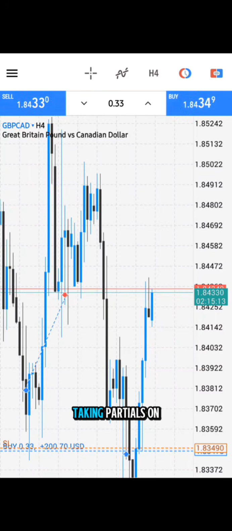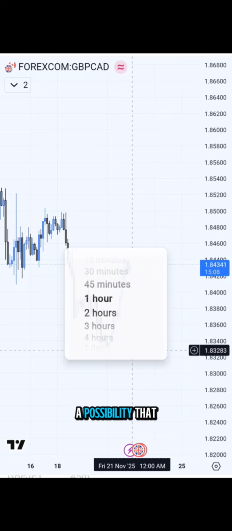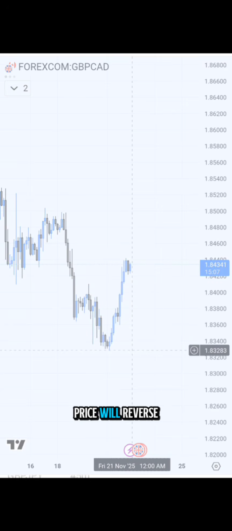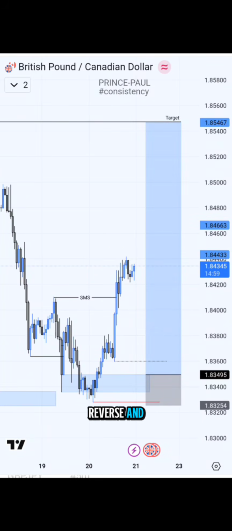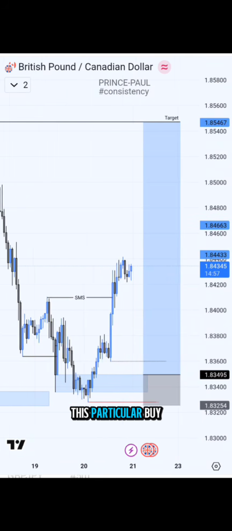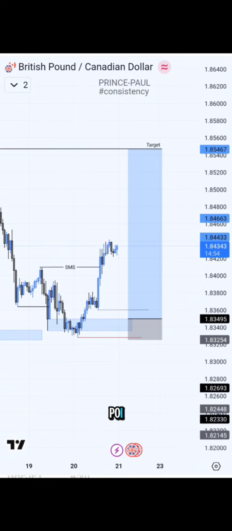So I'm thinking of taking partials on this particular one and placing this current trade because there is a possibility that price will reverse, right? There's a possibility that price will reverse and trigger this particular buy. So our market structure shift, so the liquidity. These are good POI. We are buying again right to this top.